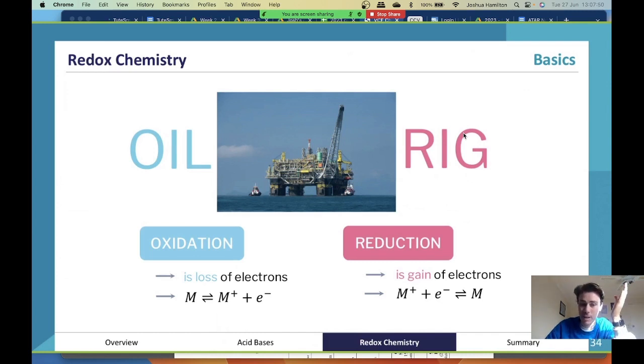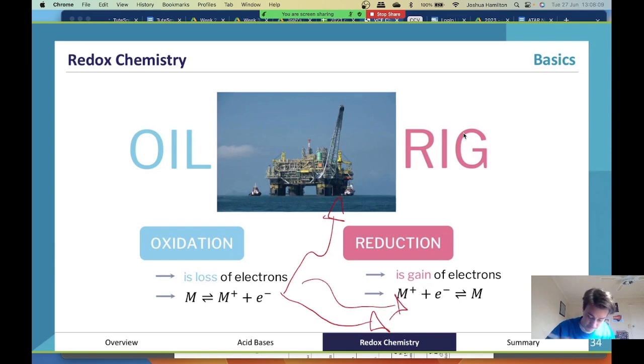So you have M, which is your original product, goes to, or comes back from, but we say it's going to go to because we're doing oxidation. So we're going to M plus, or M positive, plus an electron. What that means is the electron is lost. This electron can go wherever it wants now. It's free to do whatever it wants and leave.